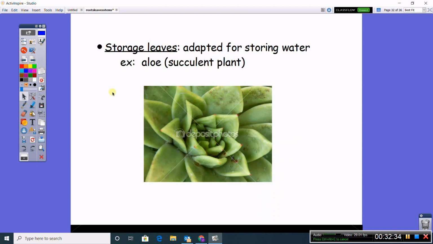Storage leaves, you want to think about something like aloe, okay? Adapted for storing water. Aloe is a succulent plant. If you hear that term succulent plant, you want to think about it being able to store water.